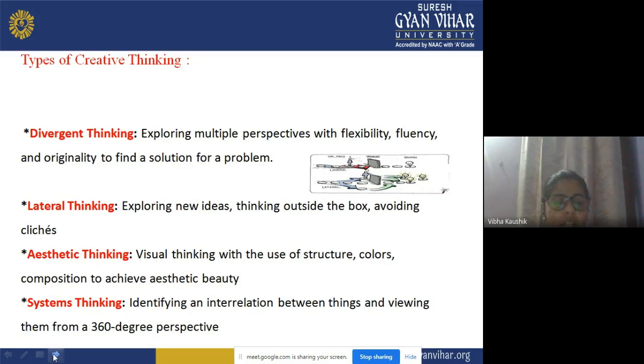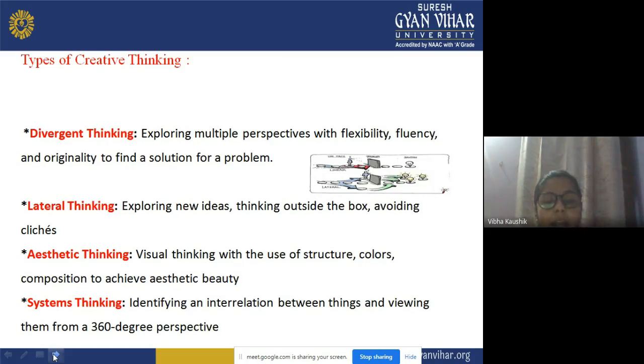When we are appreciating beauty, we have the aesthetic sense. Now what is aesthetic thinking? An individual's capacity to appreciate art, the beauty in nature. Then we are saying that that person has aesthetic thinking. Visual thinking, with the use of structure, color, compositions to achieve aesthetic beauty, means you have an appreciation for beauty, for the colors, means you have the ability to appreciate something. And when you have that, you have aesthetic thinking.